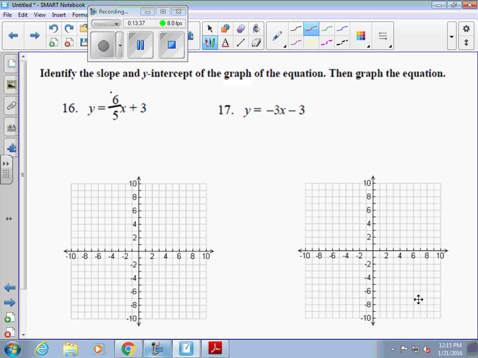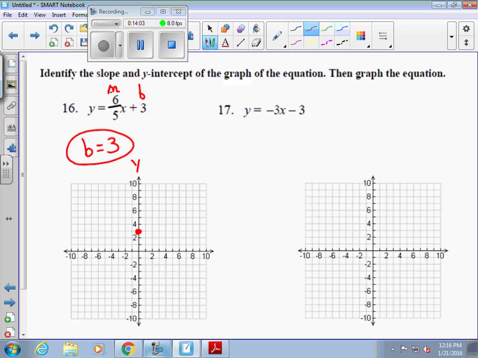This one tells you to identify the slope and y-intercept of the equation and then graph it. Simple. Both of these are in y is equal to mx plus b form. b's value is 3. b in slope-intercept form tells you where to begin because it begins with the letter b. On the y-axis, you're beginning at positive 3 right there. That's where it tells you to begin, at positive 3.